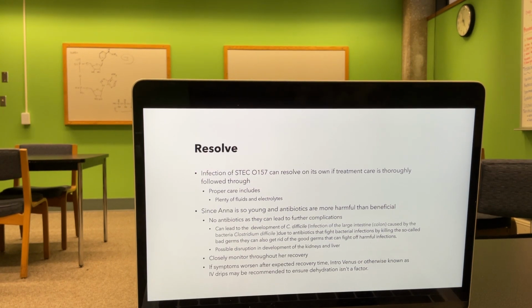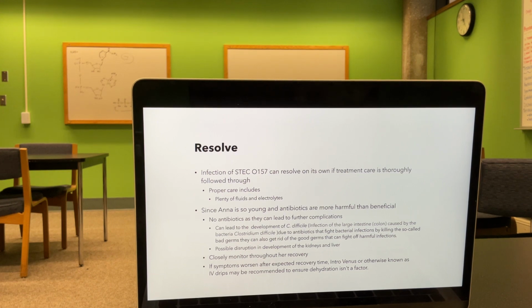In order to resolve Anna's infection of STEC O157, it can resolve on its own if treatment care is thoroughly followed through, but at this time no drug treatment options can be prescribed. Proper care includes plenty of fluids and electrolytes due to the loss from diarrhea. Since Anna is so young and antibiotics are more harmful than beneficial, we're not going to prescribe any antibiotics as they can lead to further complications.